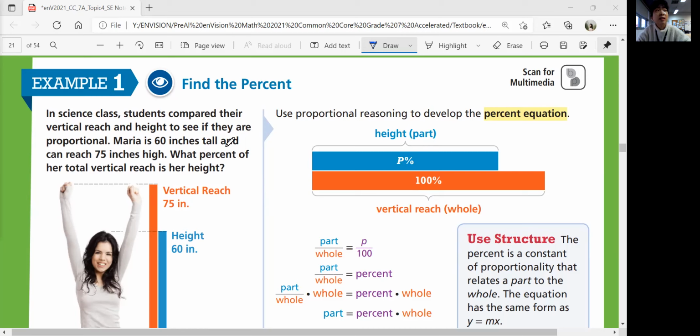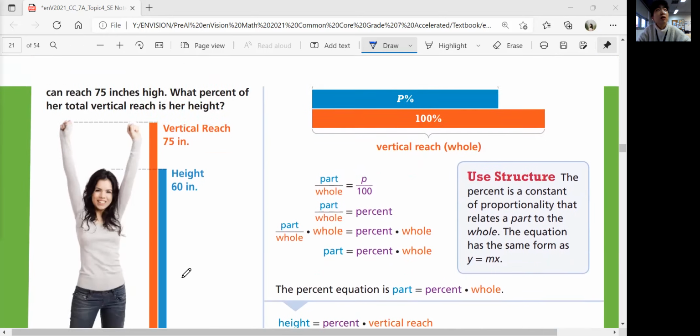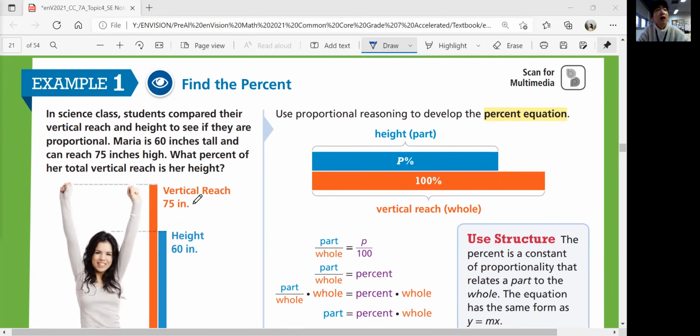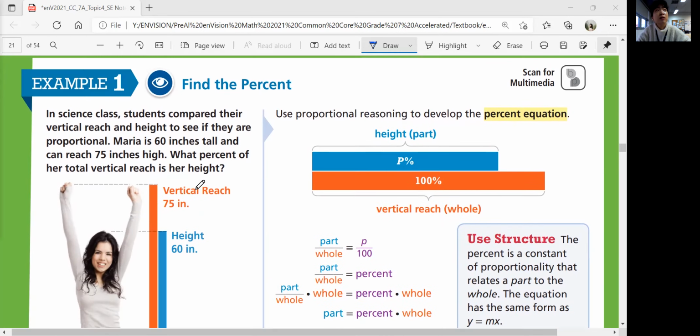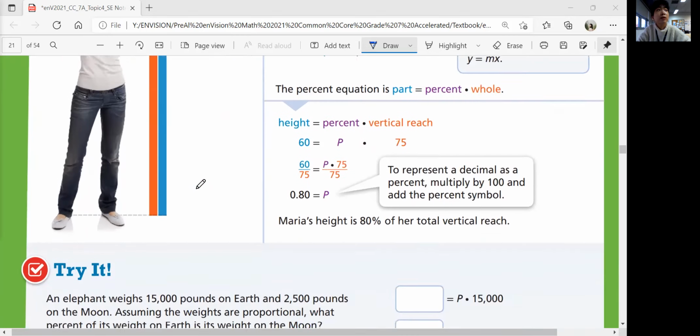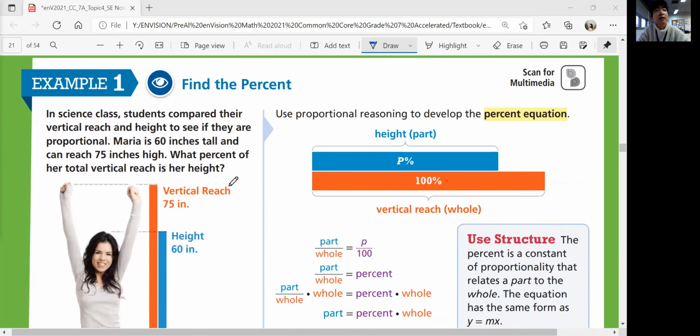Okay, so Maria is 60 inches tall and she can reach 75 inches high. What percent of her total vertical reach is her height? We're going to make a ratio. So 75 is the vertical reach, height is 60 inches. You're going to use proportional reasoning to develop the percent equation. So you have to determine which one is the part, which one is the whole. What is 100% in this situation?